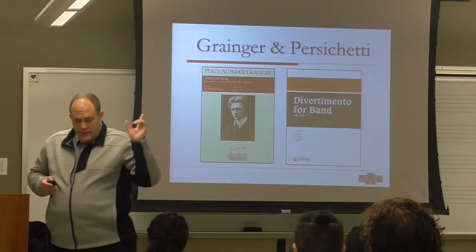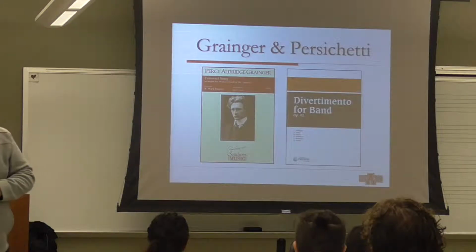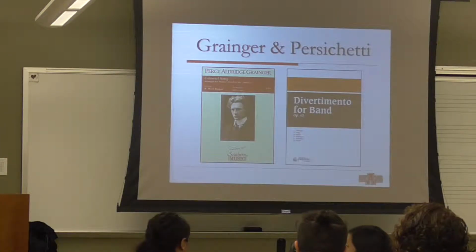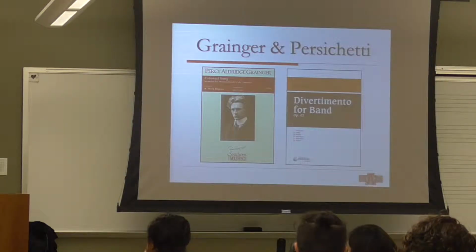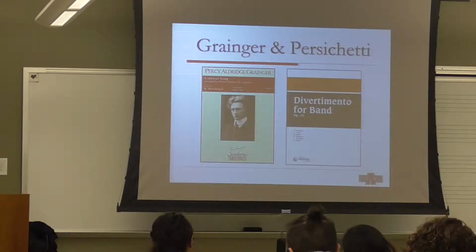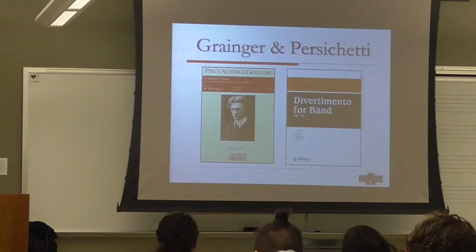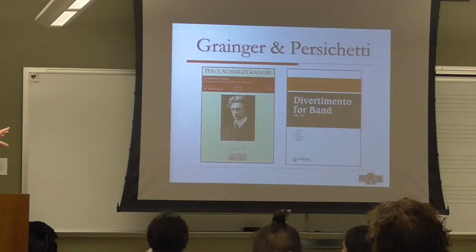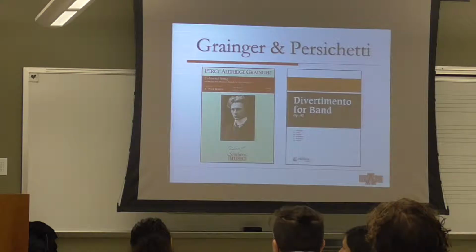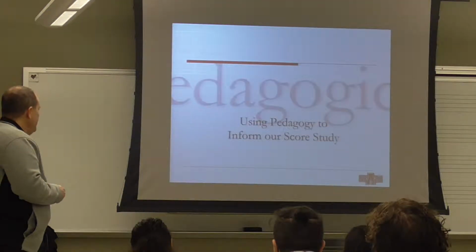I'm going to use these two pieces to explain and or use as examples for the different steps here. Colonial Song by Percy Grainger and the Divertimento for Band by Persichetti. Those are definitely standard rep pieces that I hope all of you had the experience to play. I know the symphonic band is playing the Australian Up-Country Tune, which is essentially a version of Colonial Song. So let's go through each of these steps.